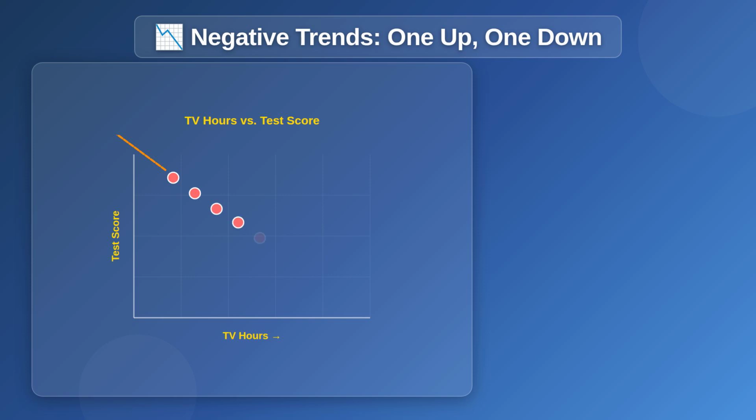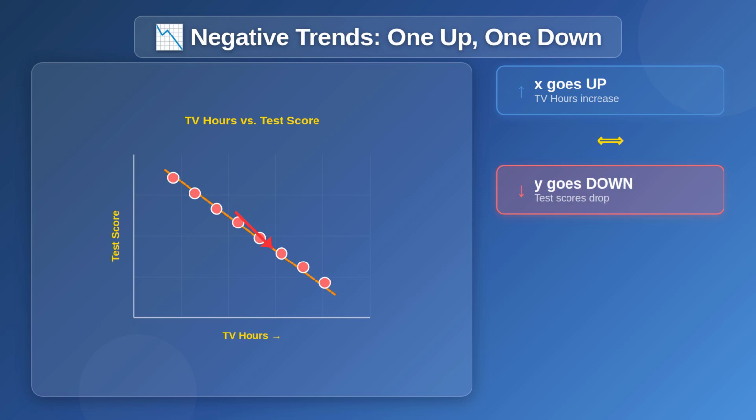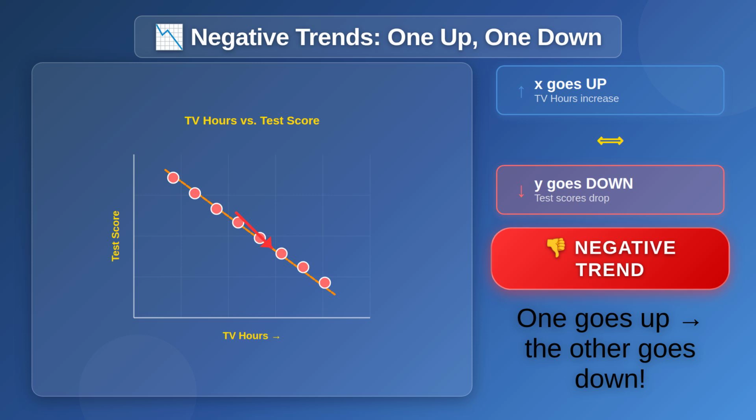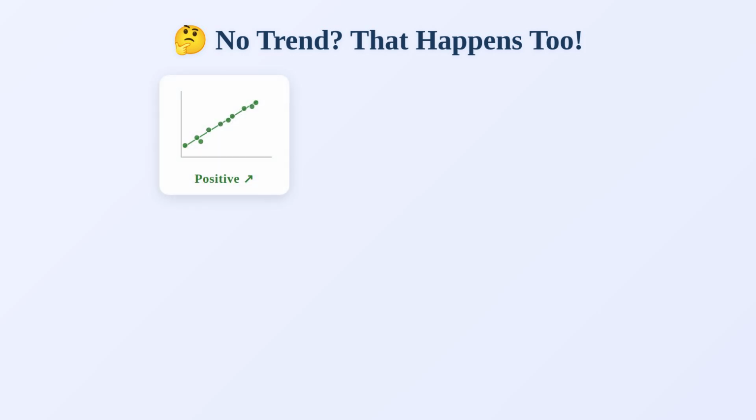Now, here's where it gets really interesting. Not every trend goes upward. A negative trend means that as one variable increases, the other one decreases. Imagine tracking how many hours of TV students watch versus their test scores. More TV time, lower scores. The dots would go from the upper left down to the lower right, like a slide going downhill. We call this a negative correlation. Think of it as a thumbs down. One goes up, the other goes down.